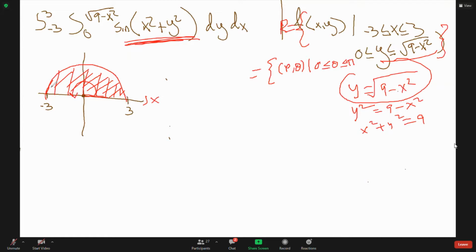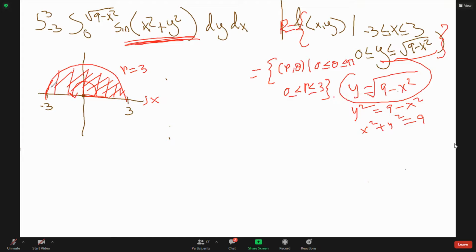R is the distance from the origin, right? So that would just be 0 to 3 then? Yeah, because what is the equation of this circle? R equals 3, right? R equals 3 is the equation in polar coordinates. So R goes from 0 to 3. Does that make sense? Yeah, that makes sense.